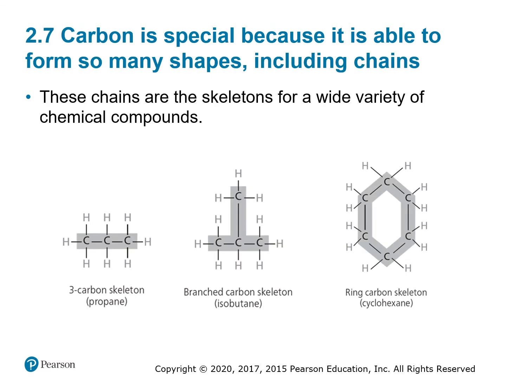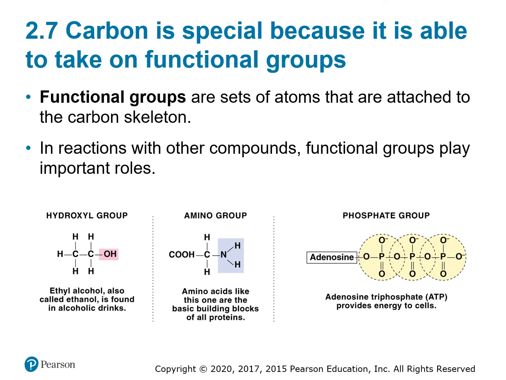So all 3 of these shown are different carbon-based molecules, and they have different structures, basically different skeletons, and that means they can interact in different ways in your living cells. And in addition to the skeleton, carbon molecules can add a functional group, and that can greatly change the way a molecule interacts with other molecules.